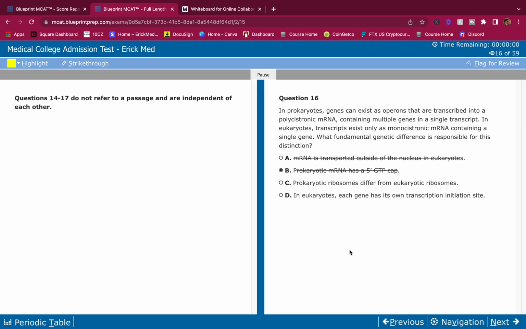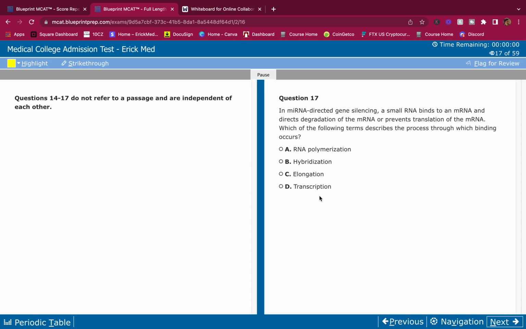"Prokaryotic mRNA has a 5' GTP cap." It doesn't have that. Eukaryotic mRNA has a 5' cap and poly A tail and undergoes splicing. Prokaryotes do not undergo splicing. "Prokaryotic ribosomes differ from eukaryotic ribosomes." That's true, they do differ, but that's not the genetic difference. "In eukaryotes, each gene has its own transcription initiation site." This is the best answer. Process of elimination, guys. Look at what the question is asking. That will help you eliminate the silly mistakes you possibly make. I made a bunch of silly mistakes until I really understood what the question was asking. I really focused in on that, and then the silly mistakes went bye-bye.